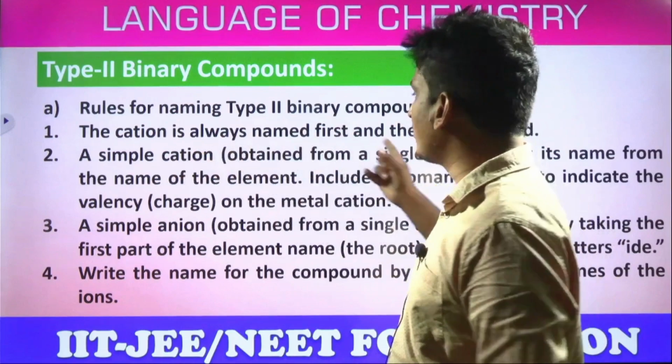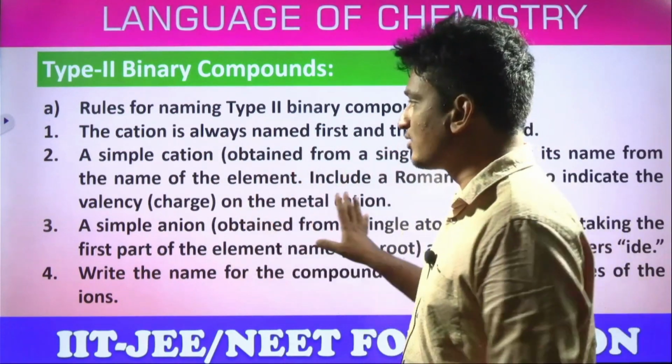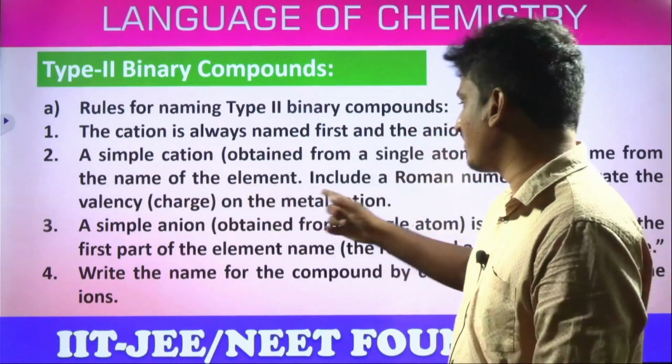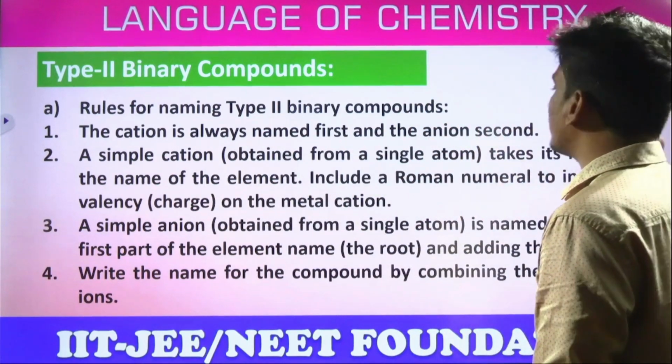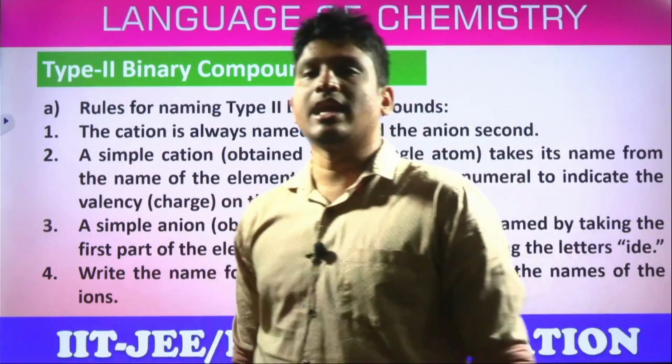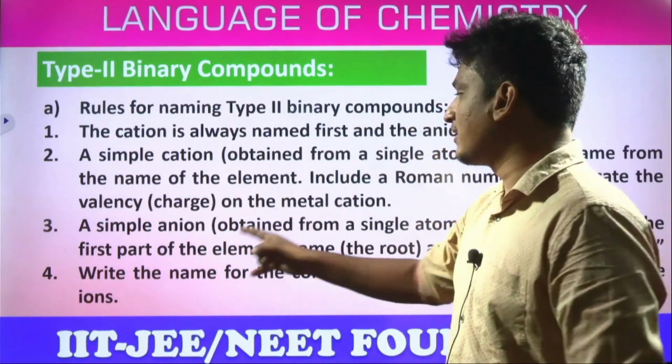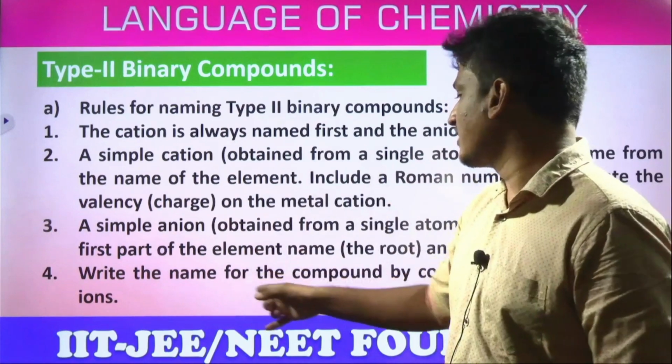So the cation is always named first, followed by the anion. This is simple, that is common. A simple cation obtained from a single atom takes its name from the name of the element. Include a Roman numeral to indicate the valency of the metal cation. How to find that, I will explain. A simple anion is named by taking the first part of the element name and ending with ide. Write the names of the compounds.